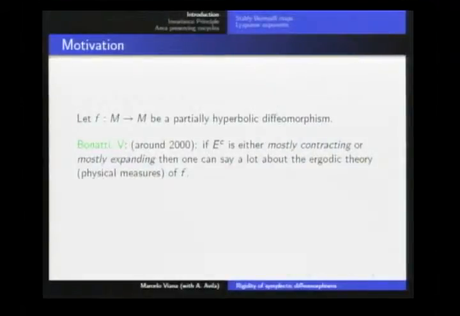Now, the notions of mostly contracting and mostly expanding were not meant to be definitions. They were more like working conditions. But at least philosophically, mostly contracting means that all the Lyapunov exponents of the map along the center direction are all negative. That's the general idea for mostly contracting, and that should happen on most points. Whereas mostly expanding, again philosophically, means just the opposite, that all the Lyapunov exponents of the map along the center direction are positive.